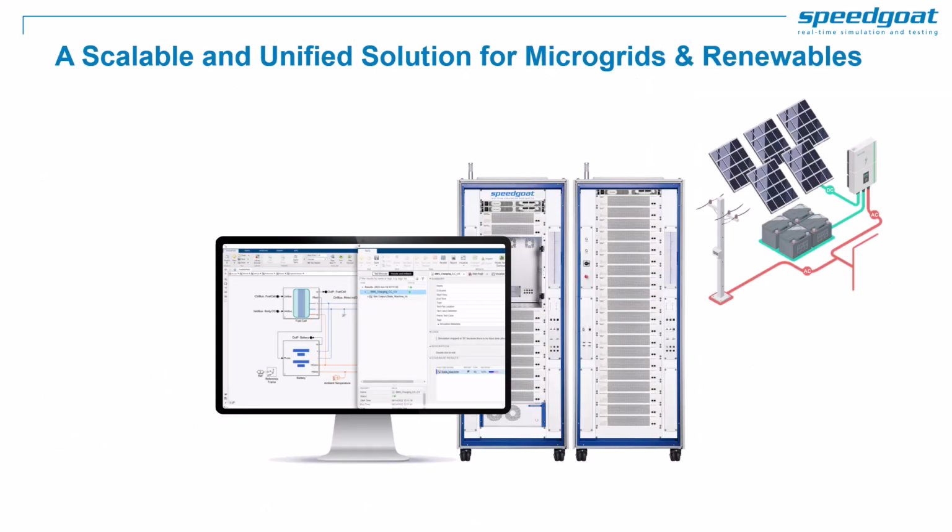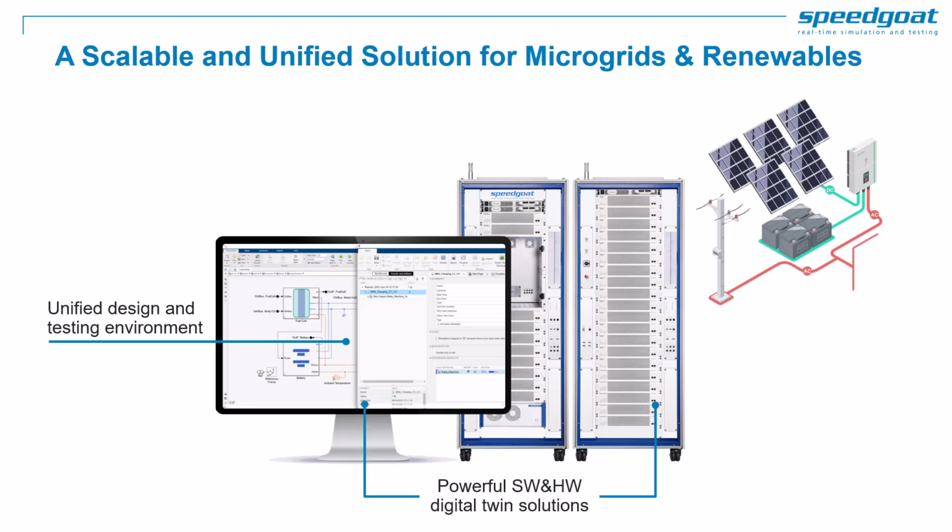MathWorks and Speedgoat provide solutions to all those technical challenges when you develop renewables and microgrid controllers. You can benefit from a fully Simulink integrated solution that provides flexible and automated workflows. It provides powerful digital twin software and hardware emulation solutions. And it brings modular hardware-in-the-loop test tracks that can scale with your needs into the mix.